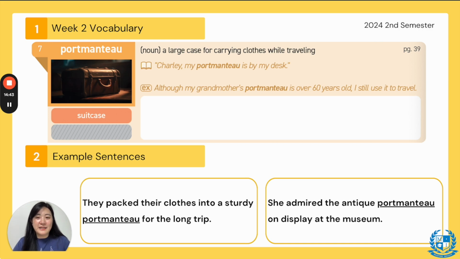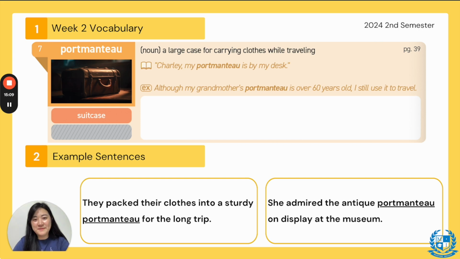Example, let's read together. Although my grandmother's portmanteau is over 60 years old, I still use it to travel. Very good. So here, it's showing you how old this word is, right? It's 60 years old, or the suitcase at least is 60 years old. But we don't call it that anymore. We call it luggage, carrier, suitcase, bag.